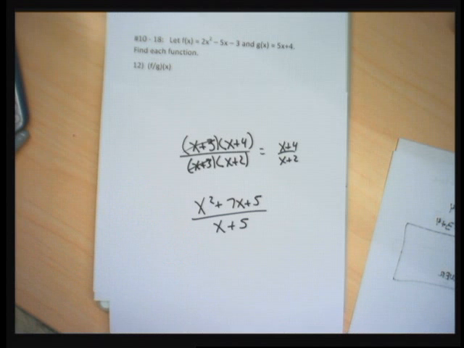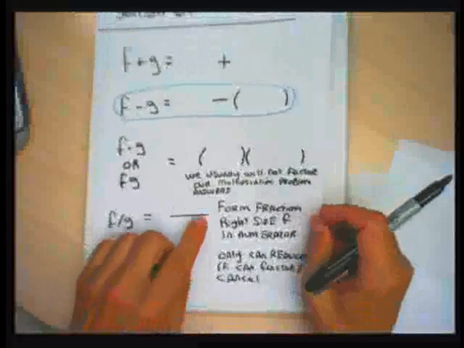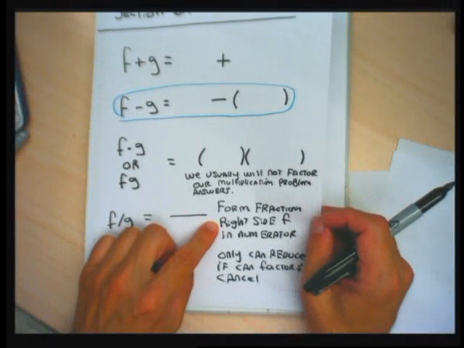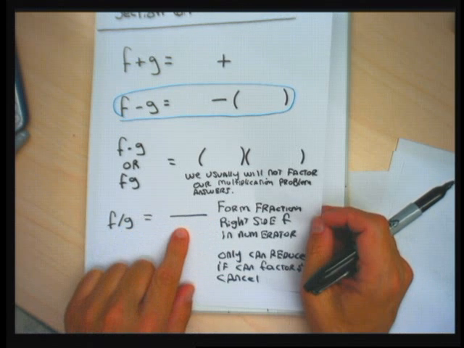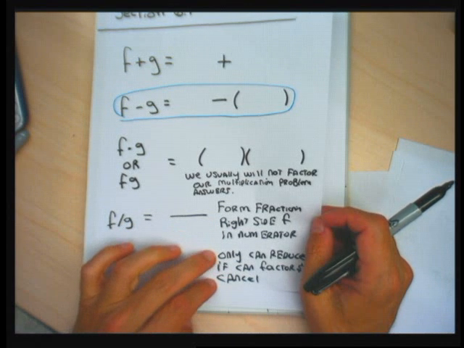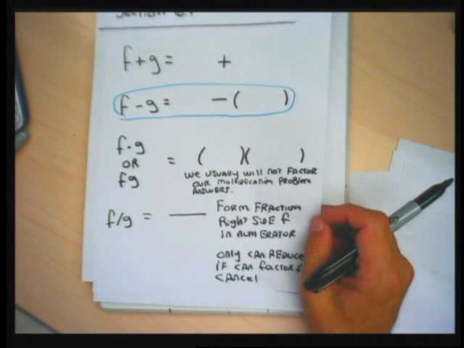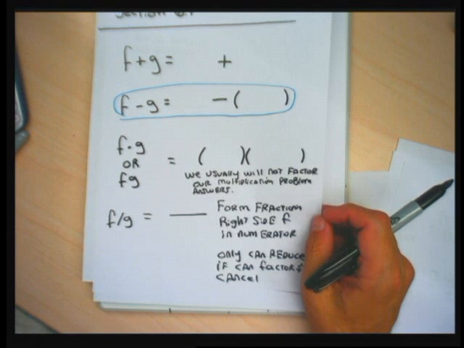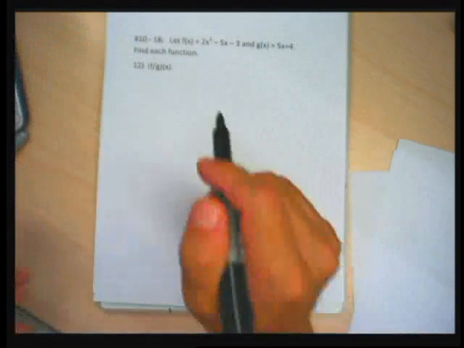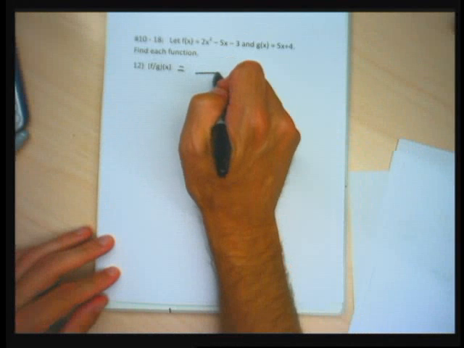And so when I do this problem, my little hint here says I'm going to form a fraction with the right side of f in the numerator, right side of g in the denominator, and if I can factor and the factoring makes something duplicated between the numerator and the denominator, I'll cancel. If I can't factor, then I probably can't cancel. And if the factoring doesn't produce any matches between the numerator and the denominator, I also can't cancel. So first step, form a fraction.